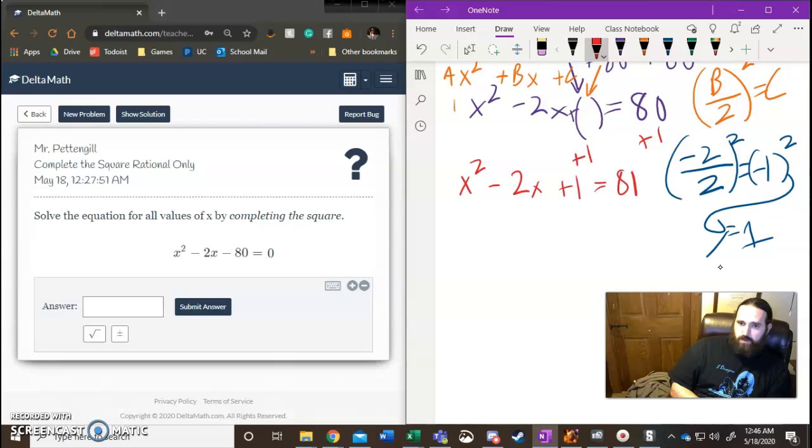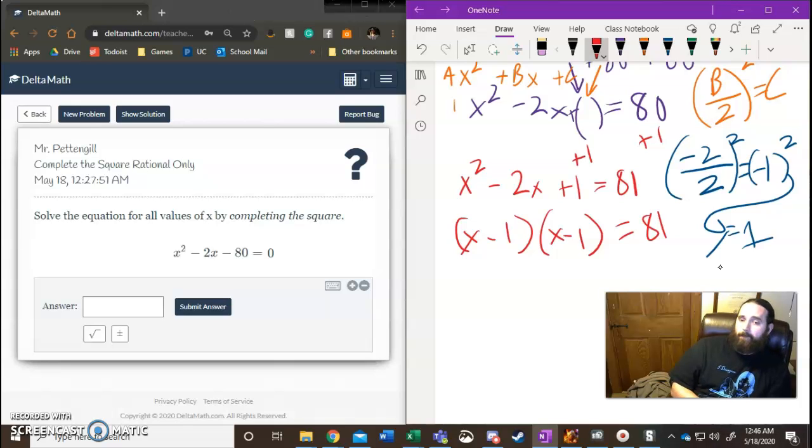All right, so now I factor this like normal, except it's going to equal 81. Okay, I can work with this. Well, I need two numbers that, when multiplied, make a positive 1, and when added, equal -2. Well, a negative times a negative is a positive. 1 times 1 is 1. So -1 times -1 is a positive 1, and -1 plus -1 is -2.